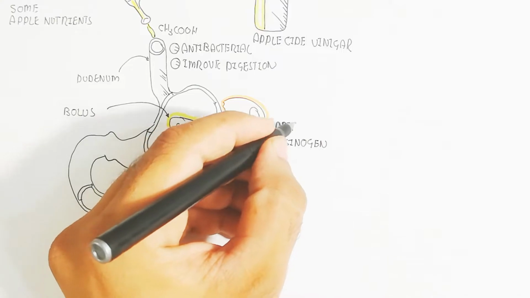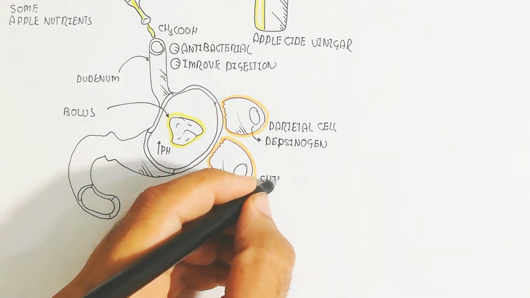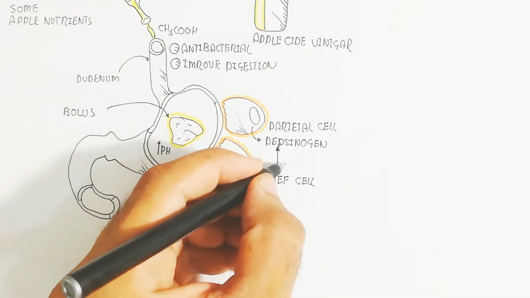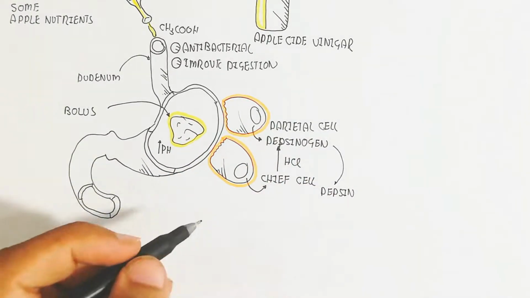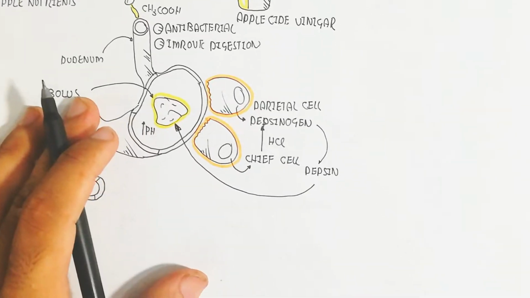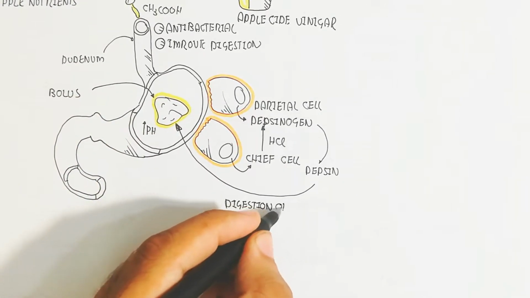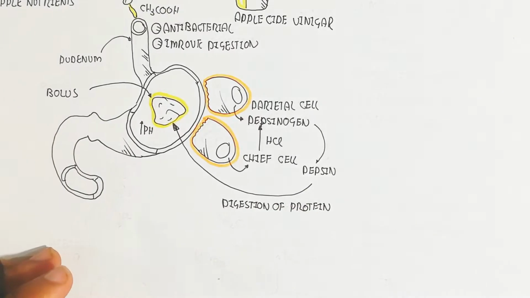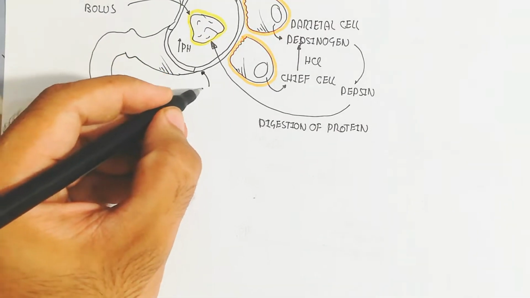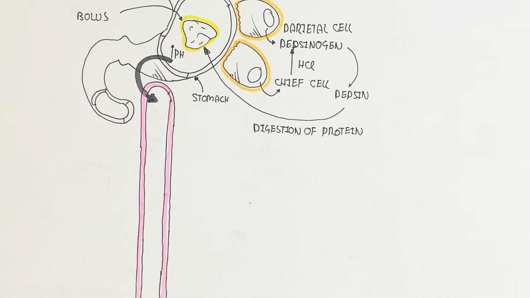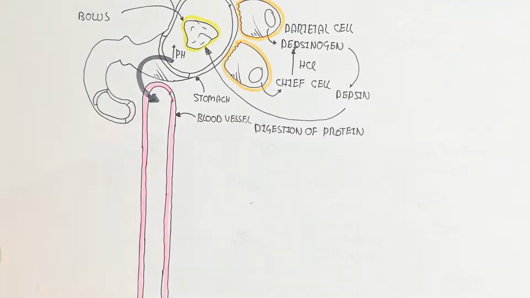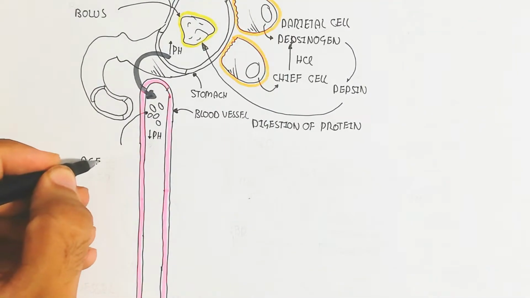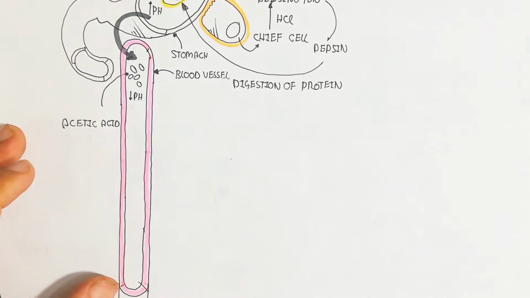This is the parietal cell, and this is the pepsinogen-producing cell. This is the chief cell. The hydrochloric acid will activate pepsinogen into pepsin, and pepsin is more active at the 2.0 acidity in the stomach due to more acid. So it will be more active when an acidic medium is provided. The hydrochloric acid does this, but the acetic acid also works for digestion and improves digestion.